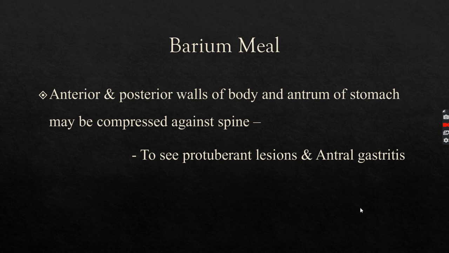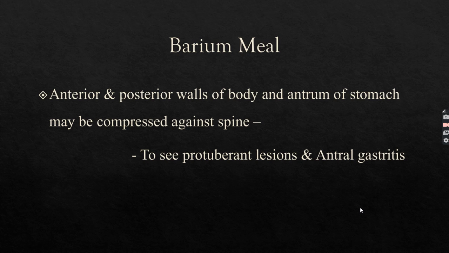So barium meal, sometimes, if we want to see the protuberant lesions and if we are suspecting antral gastritis, severe antral gastritis, in these two cases, protuberant lesions means any neoplastic lesion that is projecting into the lumen of the stomach. In these cases, what are we supposed to do?